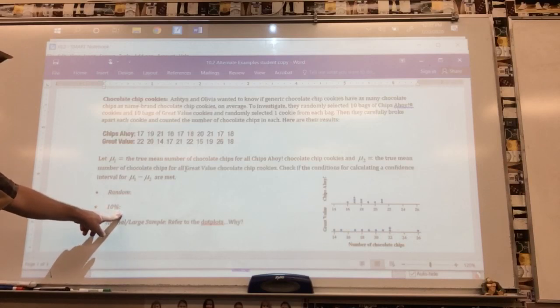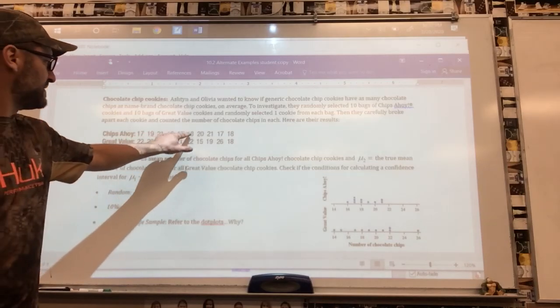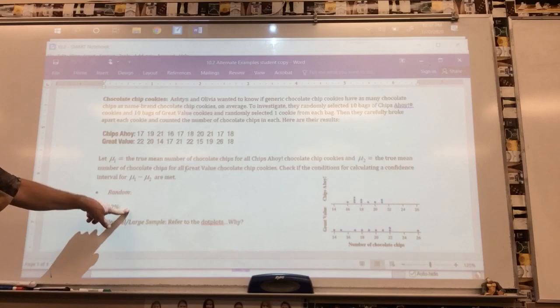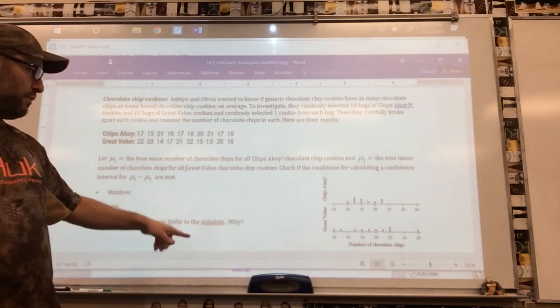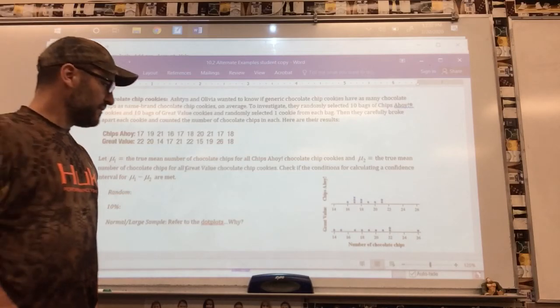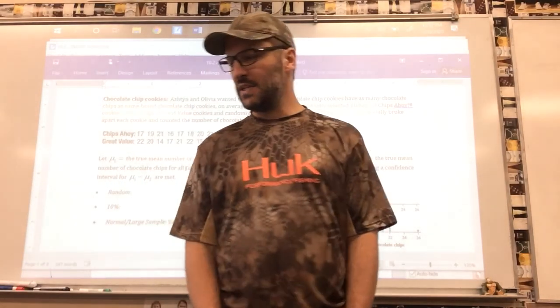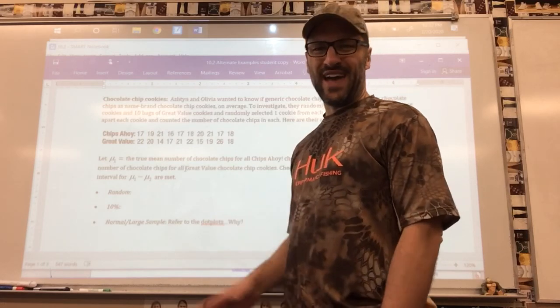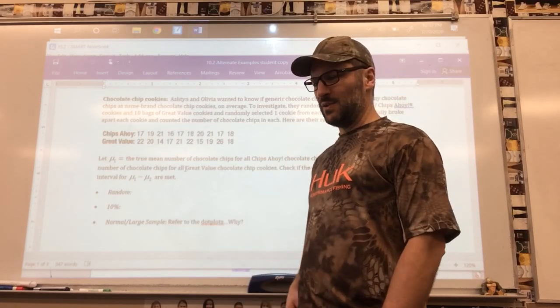The 10% condition, we have to take less than 10%. Let's see how many cookies they had. 1, 2, 3, 4, 5, 6, 7, 8, 9, 10. So 10 is less than 10% of all for both. I think that fits. That's definitely a condition. But now all of a sudden we get to this normal large sample condition, and we don't have enough. We can't assume it's normal.